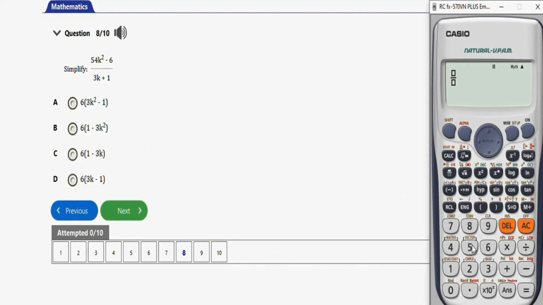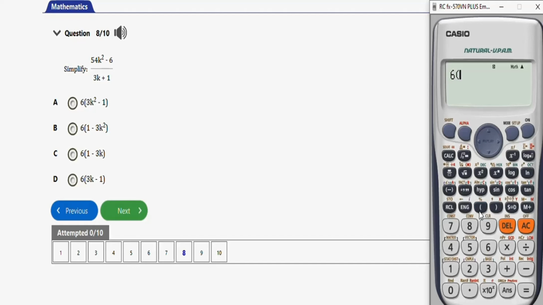So we have 54x squared minus 6 over 3. Our x is replacing k plus 1. So that's it, guys. Press equal to 30. So right now, let's take any option that gives us that to be the answer.